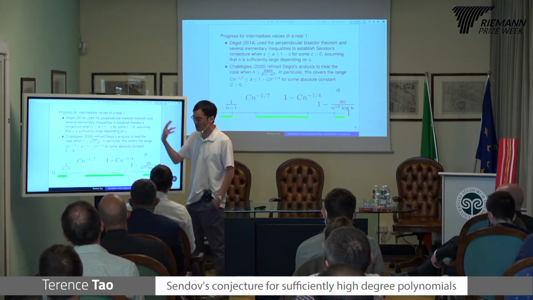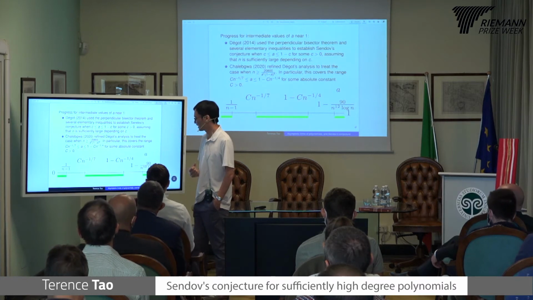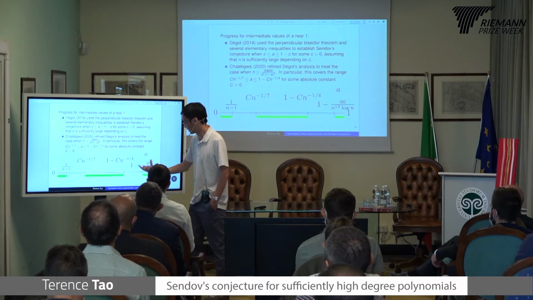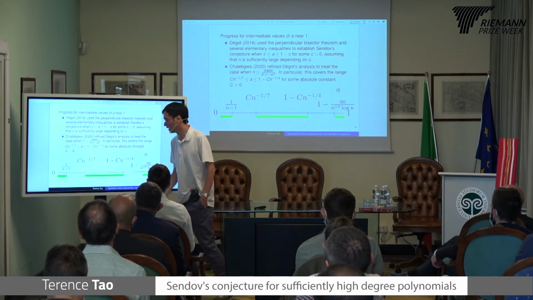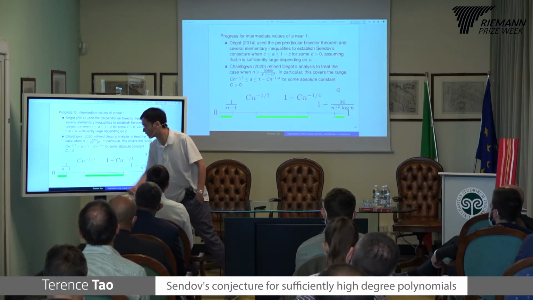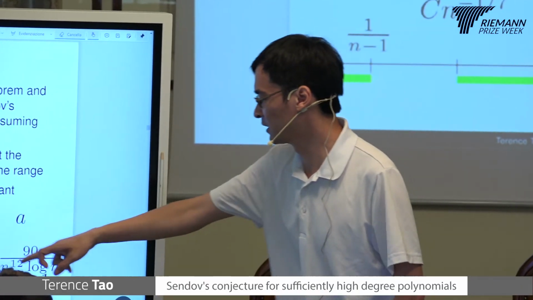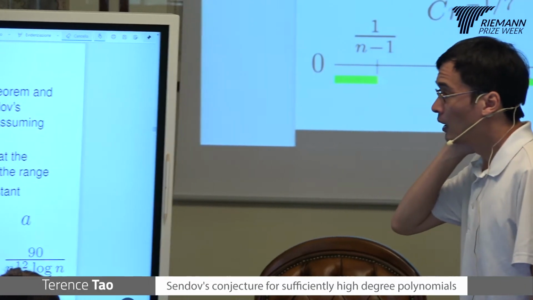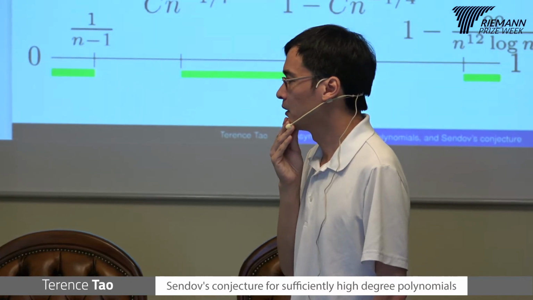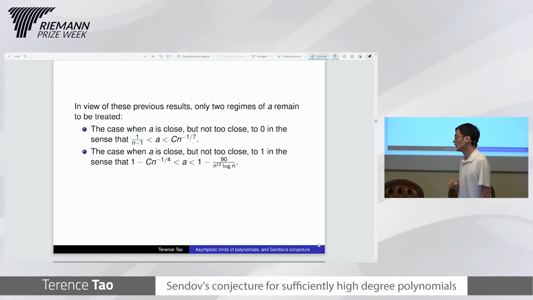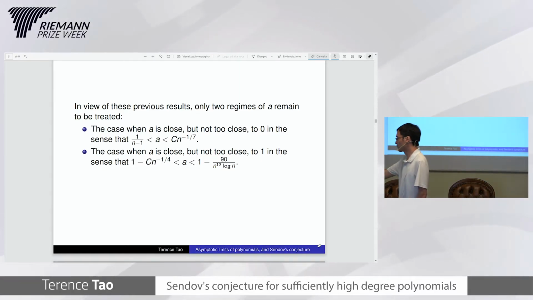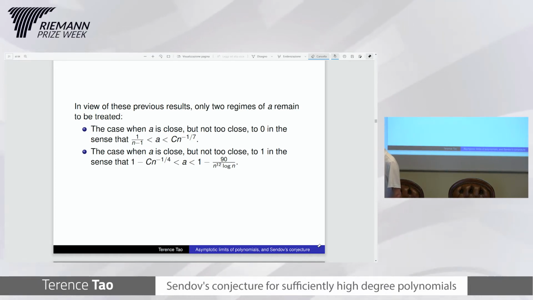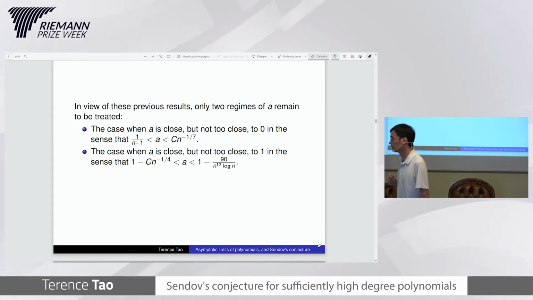But we could not actually say the conjecture was proven for all values of a because of these two gaps. The lower bound of this interval is bigger than the upper bound of this interval, and the same over here. Okay, so the next slide. So yes, there are these two gaps that are missing. Next slide again.